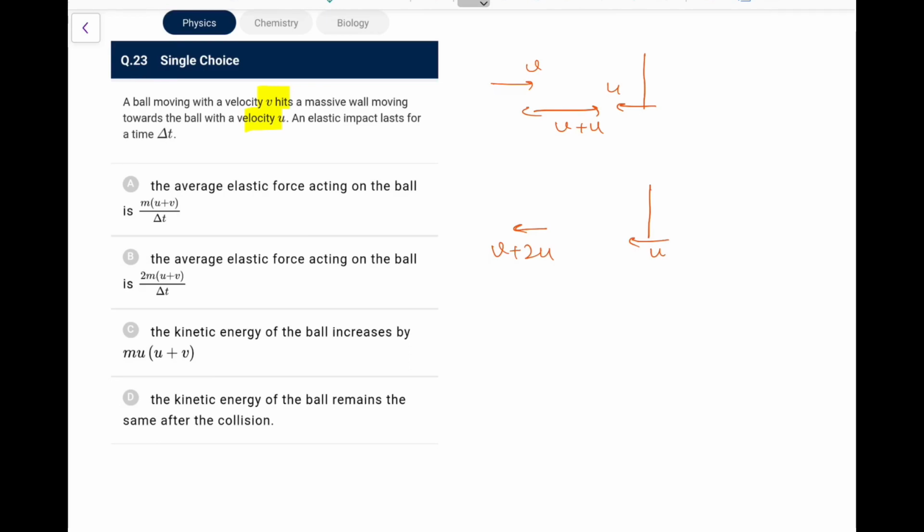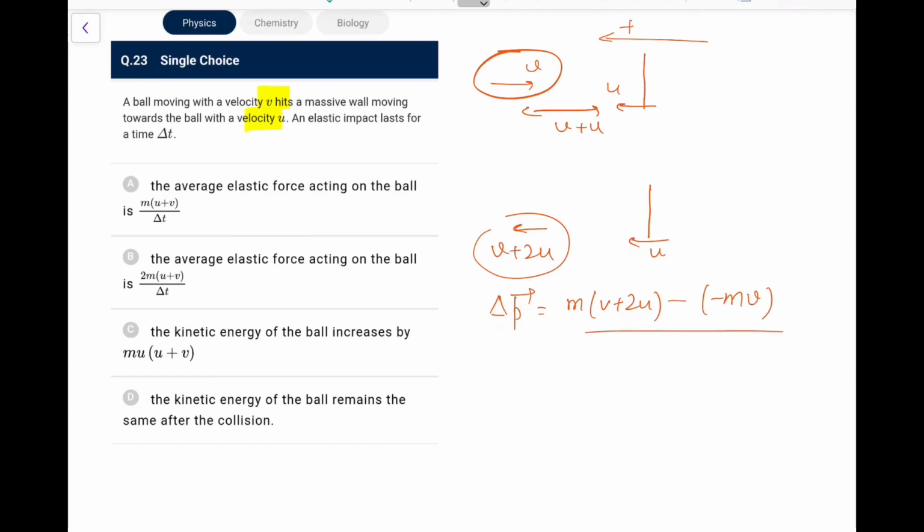So now for the ball, initial velocity was v, final is this. So what is the momentum change of the ball? If I take this direction, final direction, as positive, I will have m into (v plus 2u) minus, and this will become minus mv. This is the momentum change. So we have m times (v plus u)... sorry, this becomes 2v plus 2u.